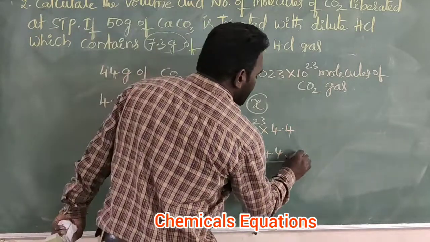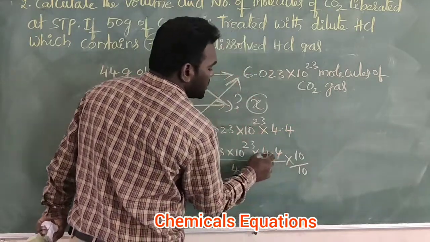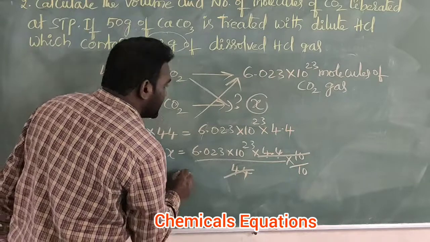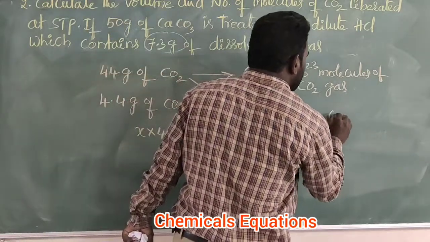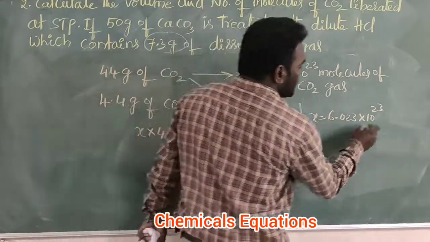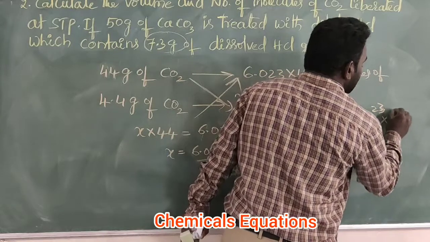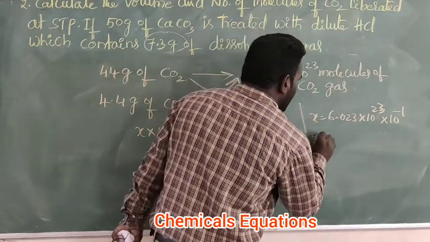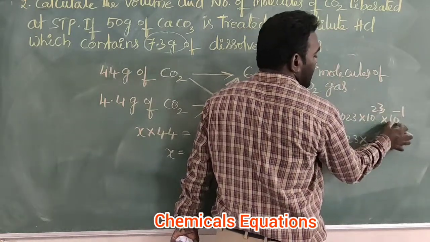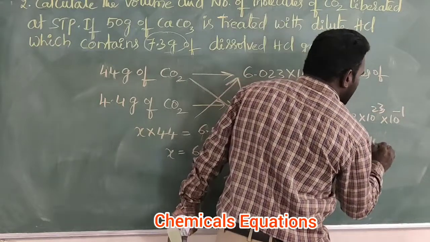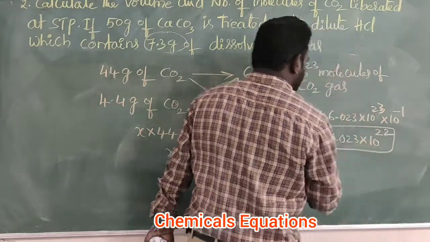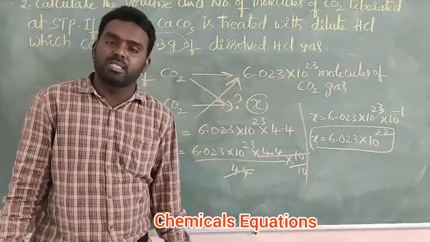Simply, this is multiplied by 10 and divided by 10. So 4.4 into 10 is 44, and the 44 is cancelled. Then x equals 6.023 into 10 to the power of 23, divided by 10. That is 10 to the power of minus 1. So x equals 6.023 into 10 to the power of 23 minus 1, that is 10 to the power of 22 molecules of carbon dioxide. This is the calculation of the number of molecules of carbon dioxide gas.